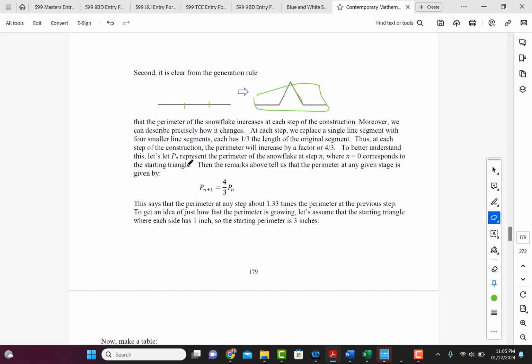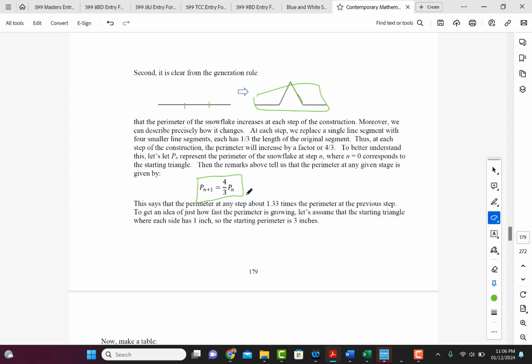Then the remarks above tell us that the perimeter at any given stage is given by the recursive formula P sub n plus 1 equals 4/3 P sub n. So the perimeter of the n plus 1 figure is going to be 4/3 times the perimeter of the previous iteration of the figure. This says that the perimeter at any step is about 1.33 times the perimeter of the previous step, which is what I just said, right?